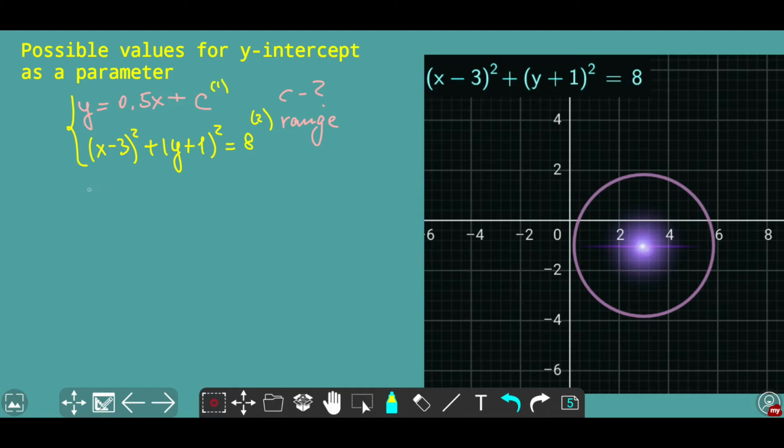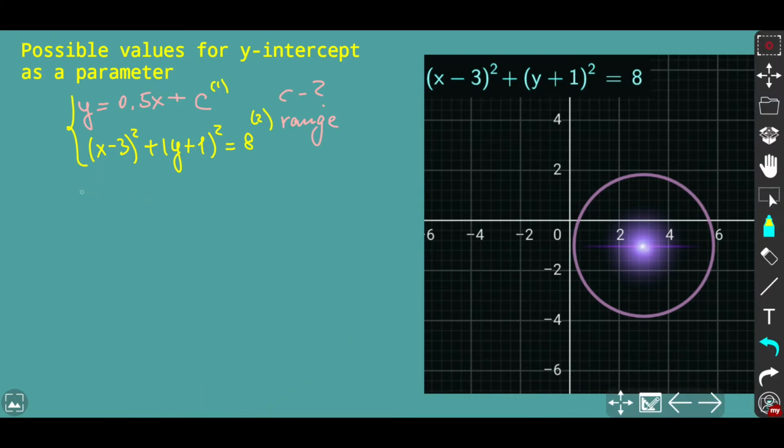And what I'm going to do right now, I also want to expand those brackets. That's going to be x squared minus 6x plus 9. Here, I'll just plug 0.5x plus c instead of y, and also I want to add 1, right? So I'll write (0.5x + c + 1), which is going to be squared in this case, equals 8. All right, so let's do that.